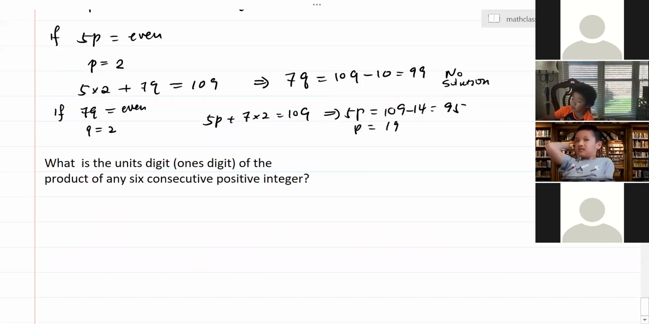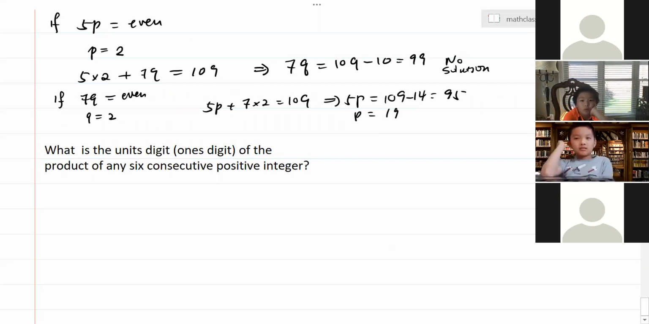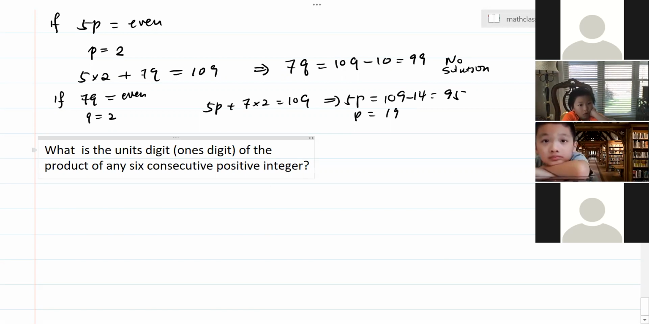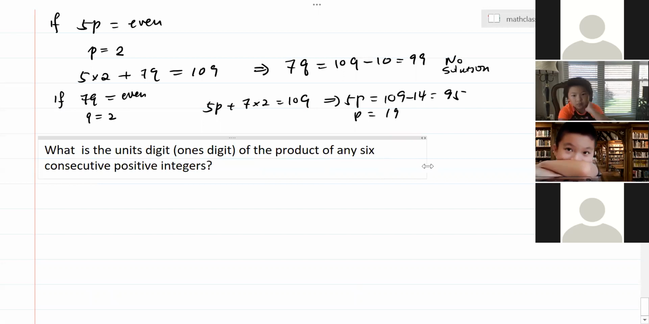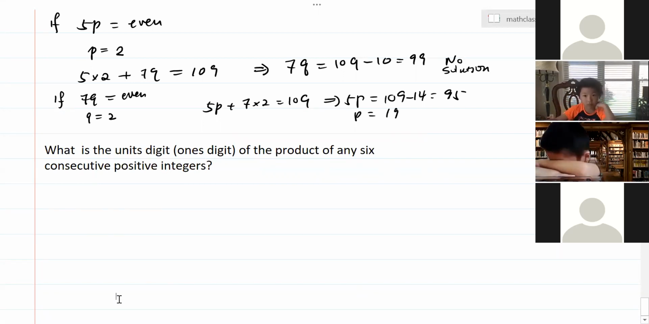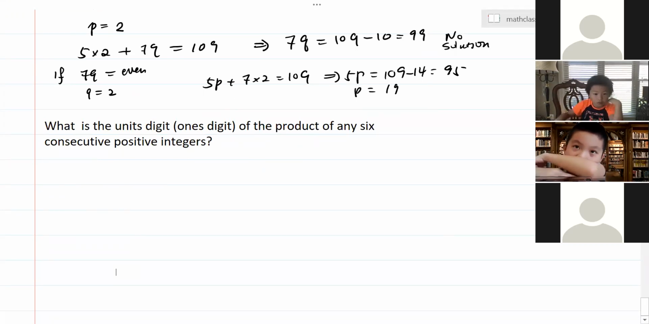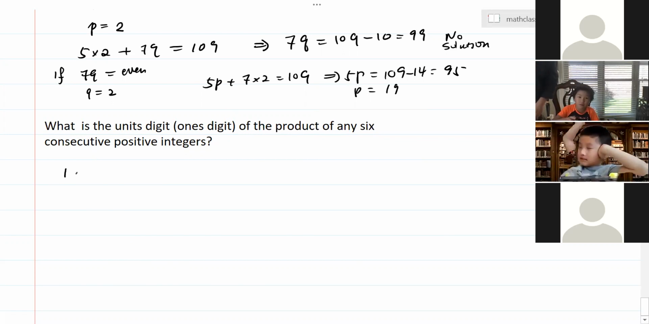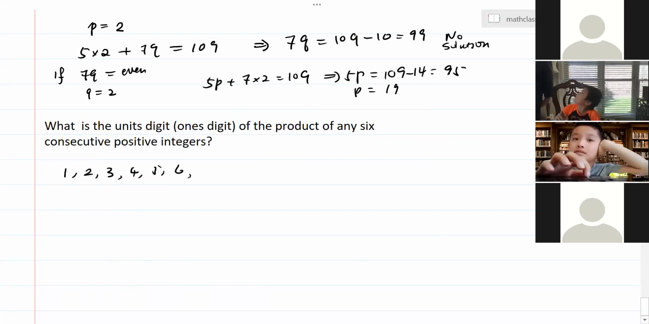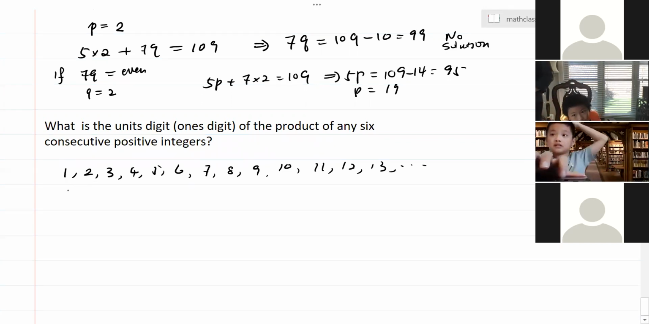Right, so now let's look at the last one. Maybe it's also easy. I want to talk about related problems. Here, this is 6 consecutive odd and positive integers. Okay, the product of 6 positive integers. Okay, so to understand this, I'm going to write down positive integers 1, 2, 3, 4, 5, 6, 7, 8, 9, 10, 11, 12, and keep it going, right?